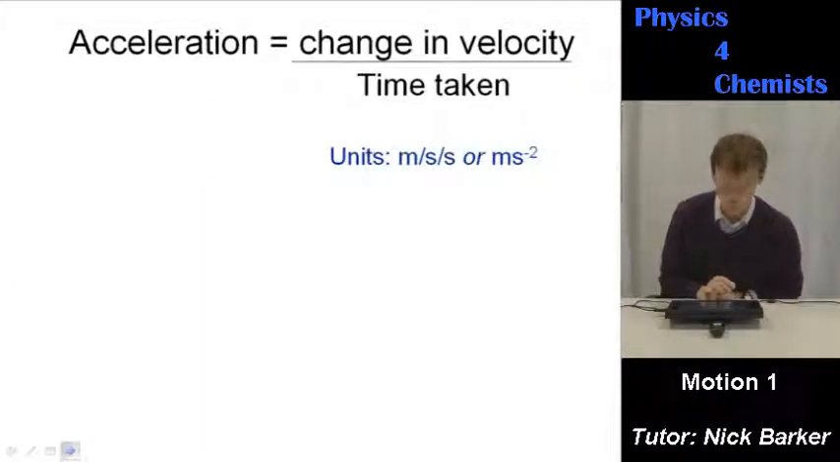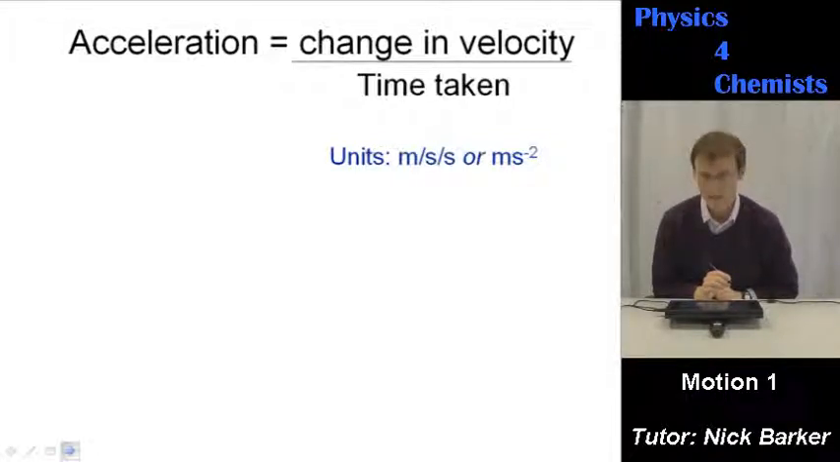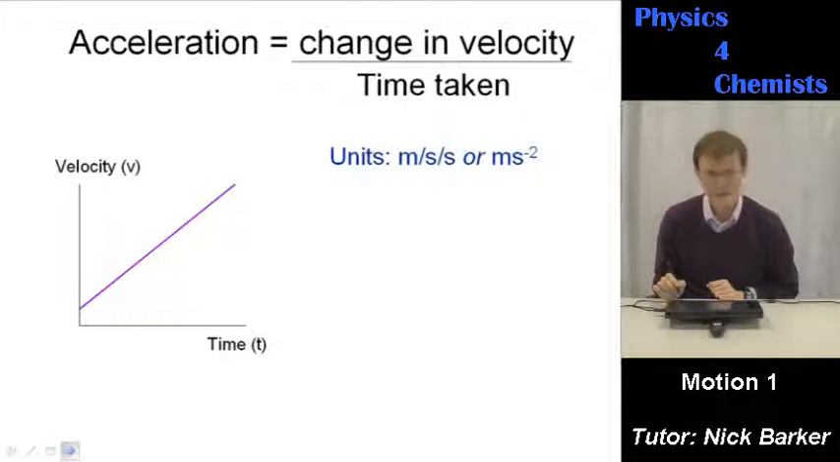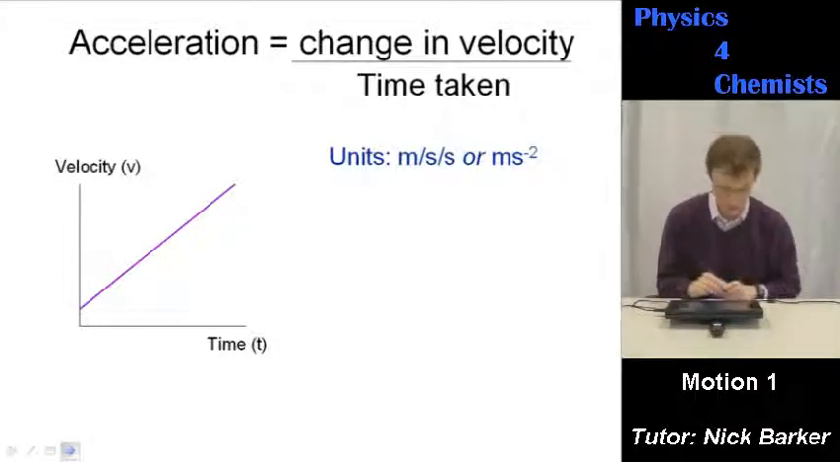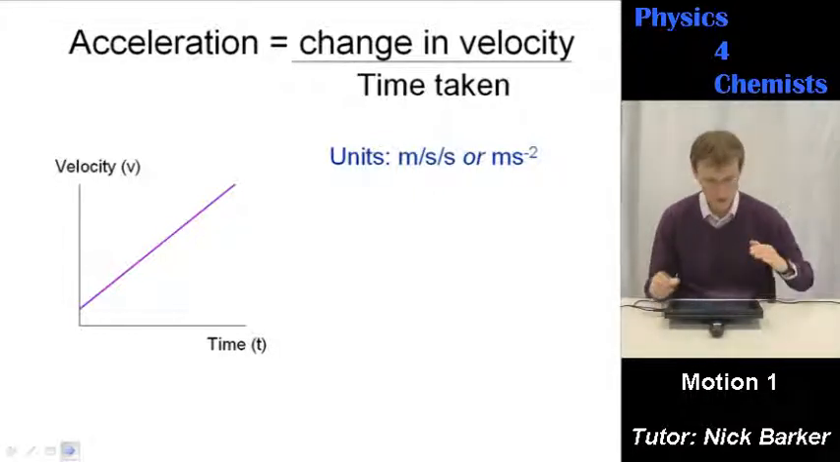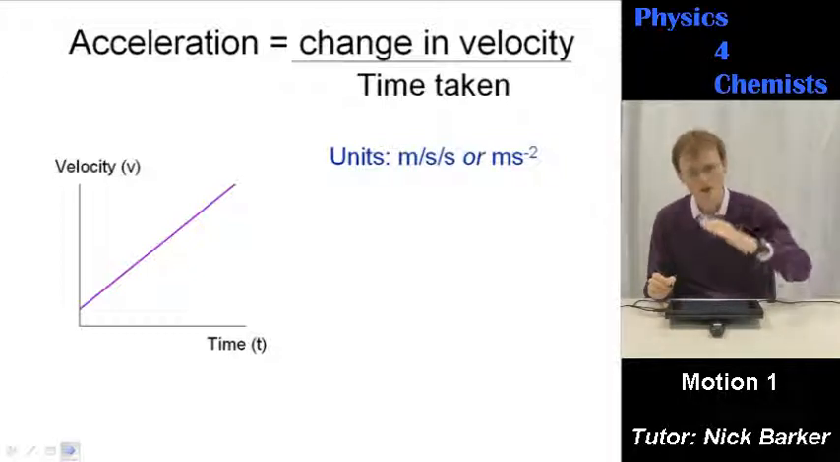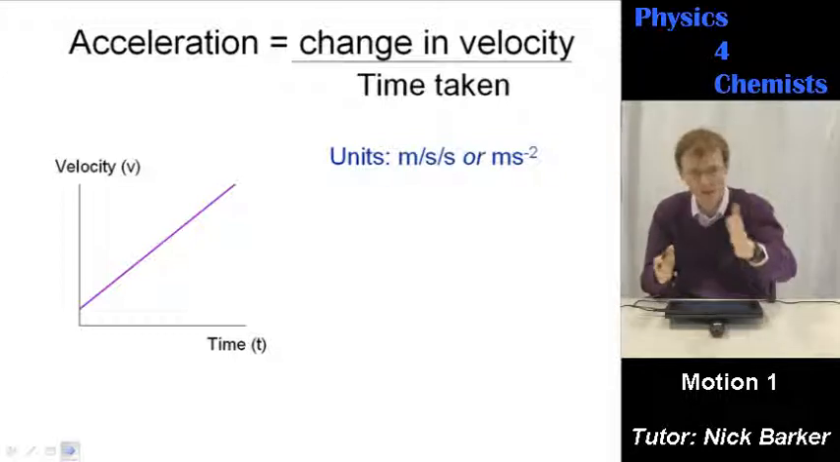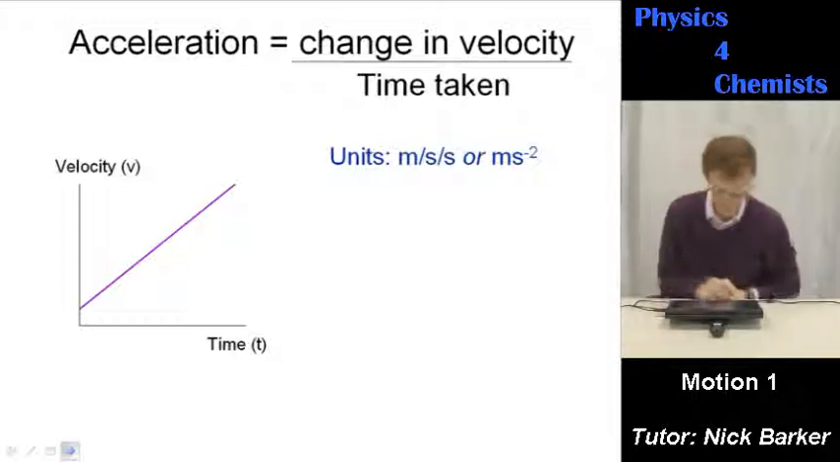Now, acceleration is important as well. It's change in velocity divided by time taken. Rate of change of velocity, and its units are meters per second squared, or ms to the minus 2. So on this velocity-time graph we're seeing a straight line, so the velocity is changing linearly. If you look at the speedometer every second, you'd see it going up in equal intervals each time.